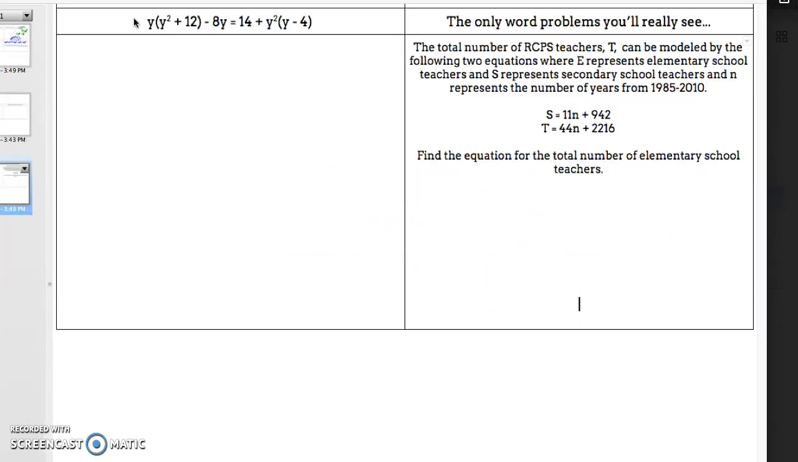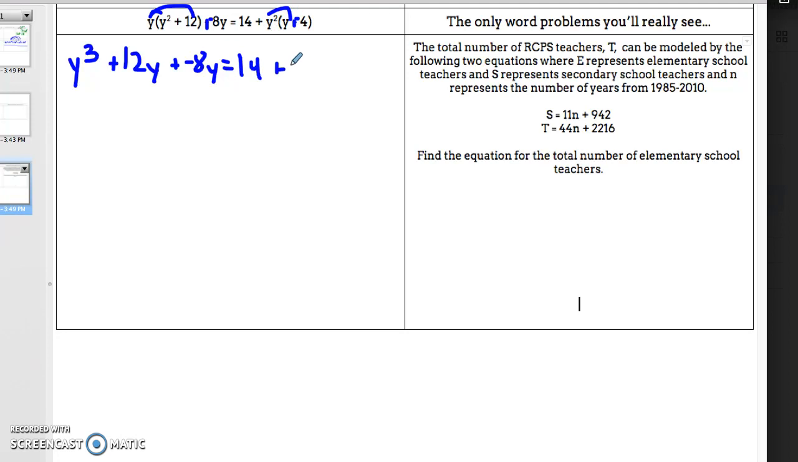On to the last section. This is going to be a little bit different, but let's do it together. That's y cubed. I didn't follow my rule of LCOing first, did I? No, I didn't. There it is. And this becomes 12y plus negative 8y equals, on the other side, 14 plus, this also becomes y cubed, plus negative 4y squared. Before I move stuff from one side of the equal sign to the other, I can combine those. That becomes 4y.